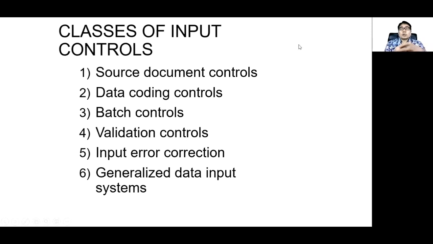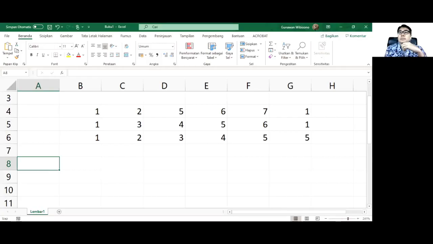The third input control is what we call the batch control. Batch control is not only for input control, but it can also be used for the process control. So basically what we do here is try to batch some of the input first, and then make a control based on the batch input controls. There are several types of batch control. For example, we have the control totals and we have the hash totals. Now I'm going to demonstrate a few of those examples.